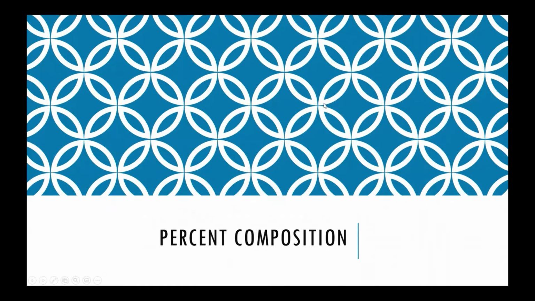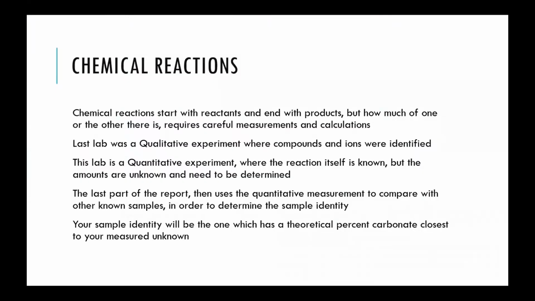Compounds and molecules are made up of individual atoms, and knowing the percent composition of these molecules and compounds can indicate what the ratios are within a reaction as it goes from reactants to products. So all chemical reactions start with the reactants and they end with the products. They're going in that direction.